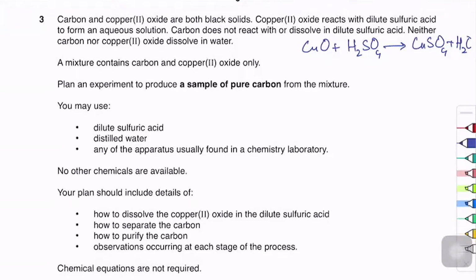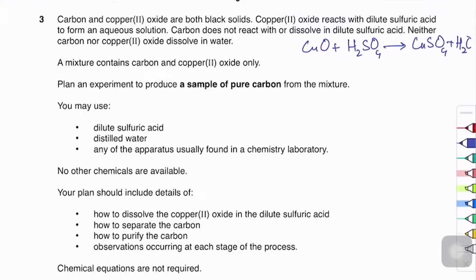You may use dilute sulfuric acid, distilled water, any of the apparatus usually found. So there's a big hint for us that you can use sulfuric acid. Because if you use sulfuric acid, you're going to get something that is soluble and carbon, which is insoluble. So then it is just like a salt and sand problem for us, because you can then filter it out and separate carbon. The big issue of separating copper 2 oxide from carbon has been resolved by using sulfuric acid.